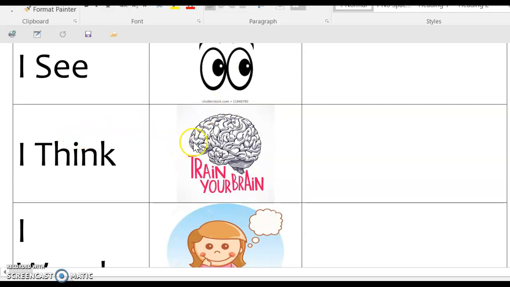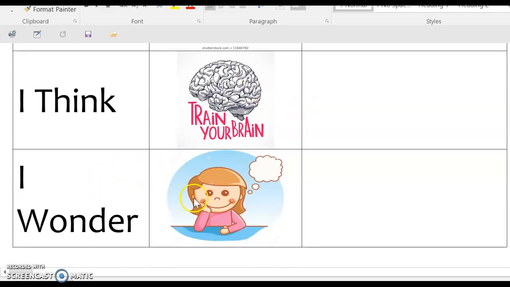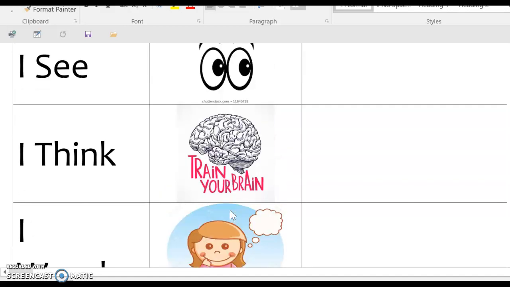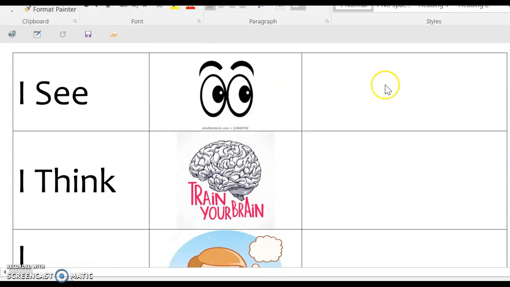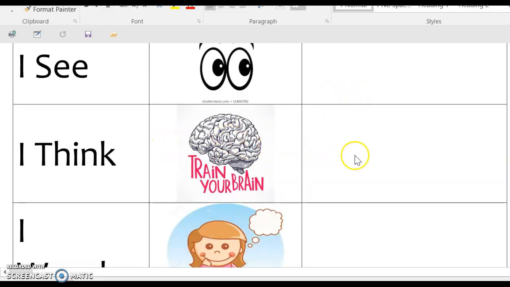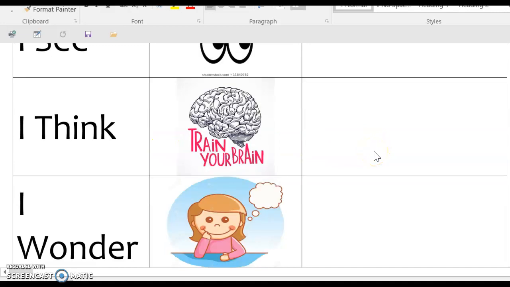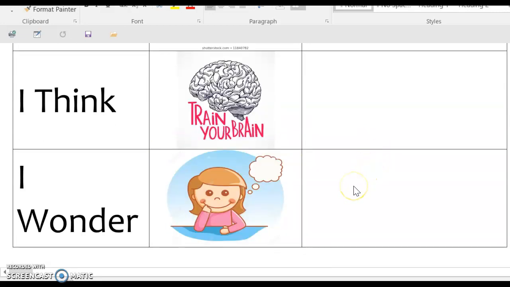I think goes a little bit deeper. What do you think about what you see? And I wonder goes deeper still. What do you wonder about what you are thinking and seeing? So this space is for them to write phrases, write sentences. They can draw about what they are actually physically seeing, what they are thinking about what they are seeing, and then a little bit deeper, what are they wondering?